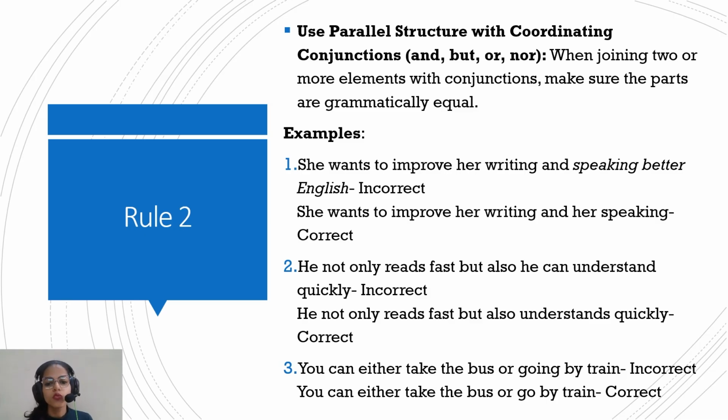For example, she wants to improve her writing and speaking better English. Here the coordinating conjunction is and. Let us look at both sides of and. The first side is improve her writing. The second side of and is speaking better English. So they are not parallel. But if we want to keep it consistent, she wants to improve her writing and her speaking. Her writing and her speaking are now parallel. Now the sentence looks neat and easier to understand, and hence grammatically correct.